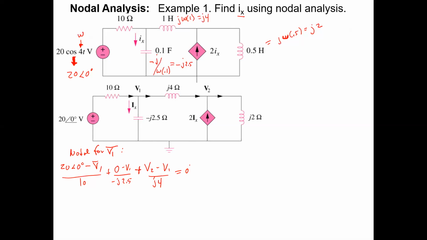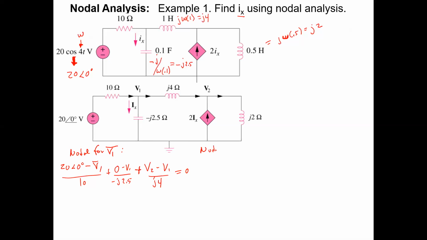Yes, question? 0 minus V1 over 2.5 minus 2.5j is actually minus Ix, right? Yeah, it's minus Ix. So Ix, well, let's do nodal for V2.